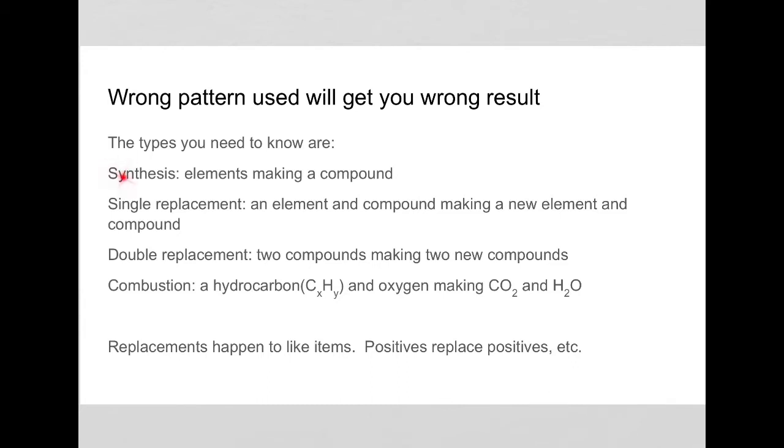We've got the different types, right? Elements making a compound, an element in a compound making a new element in a compound, two compounds making two new, and then the hydrocarbon and oxygen making CO2 and water. Remember, with the replacements, replacements happen to like items. Positives will replace positive ions, negatives will replace negative ions, metals replace metals, nonmetals replace nonmetals.